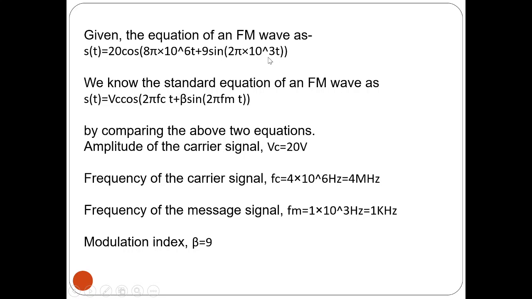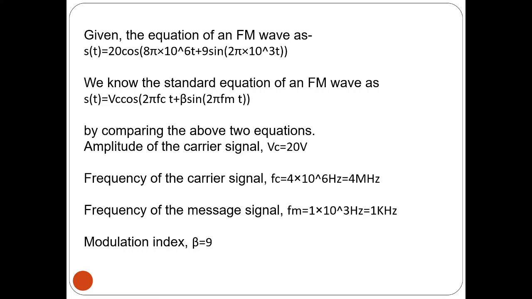Then the frequency of message signal, that is Fm. So it is given as 10 raised to 3, which is nothing but 1 kilohertz. Okay, and here this 9, compared with the standard equation, is nothing but the beta. So modulation index beta is equal to 9. Okay, so from this standard equation we have found these values.